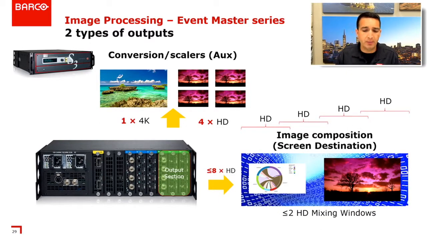So here's some examples of the ways you can split that up. Maybe you don't want to do one 4K. Maybe you want to break it down into HDs. Well, you can do up to 8 HD outs with one single layer per destination, right? And then you can do up to 2 HD mixing windows split across 4 HD outs. And then we can also do those auxes or one 4K or 4 HD, so on and so forth.